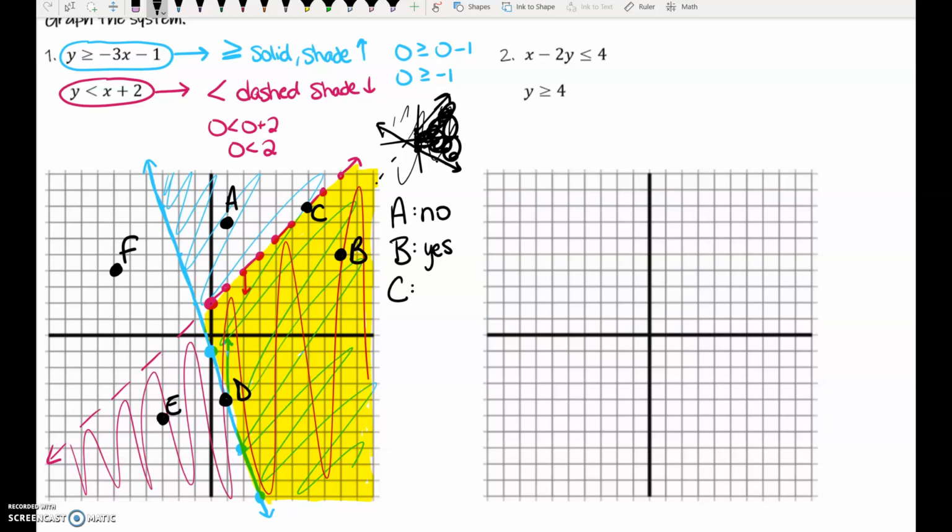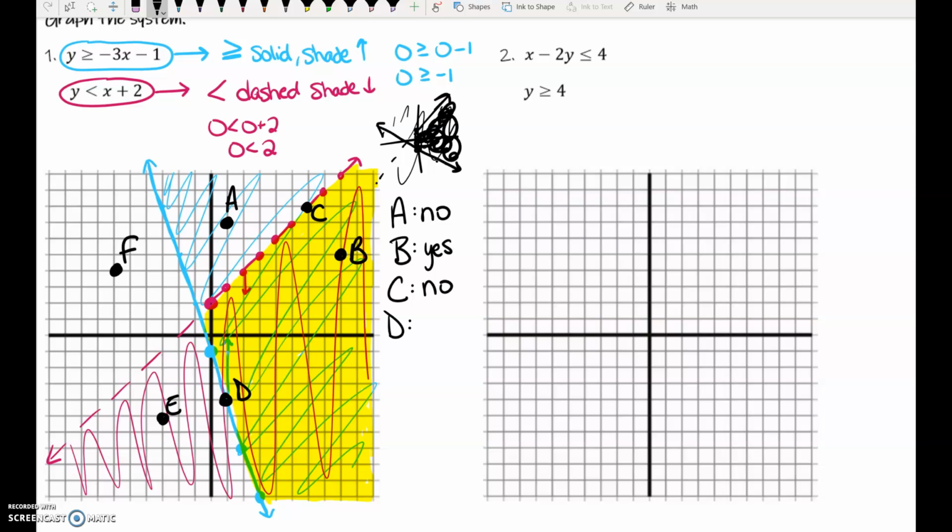Is C a solution? I'm hearing some yeses, I'm hearing some nos. It's a no. Why is it a no? It's on a dashed line. A dashed line is not included in the shading. A dashed line means everything up to but not including this line is a solution.